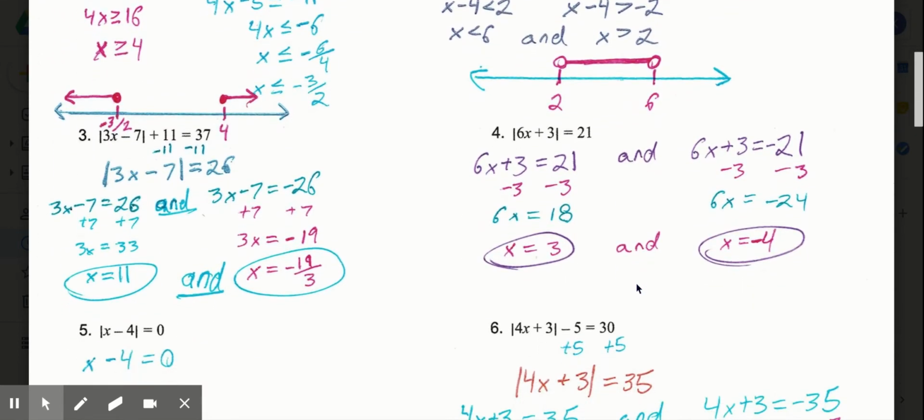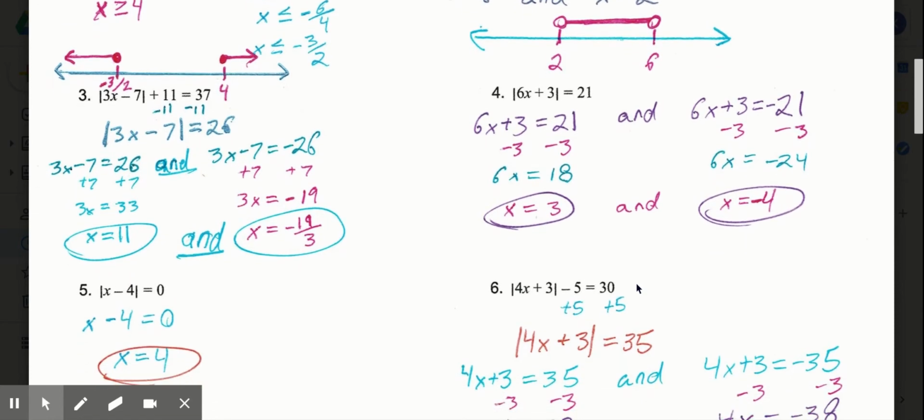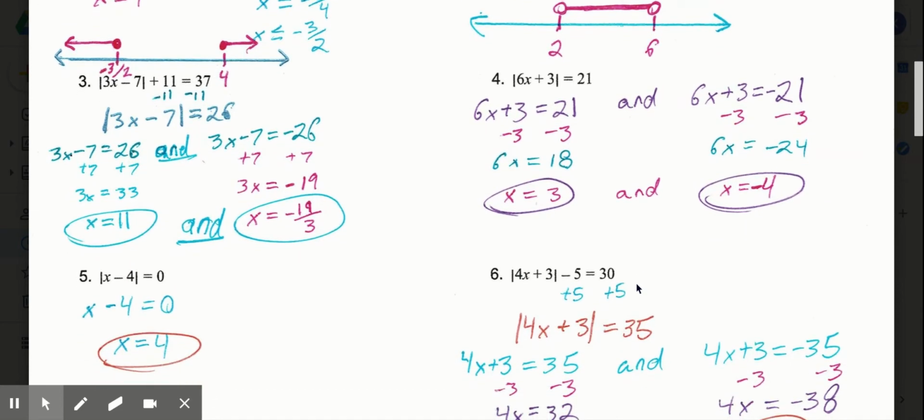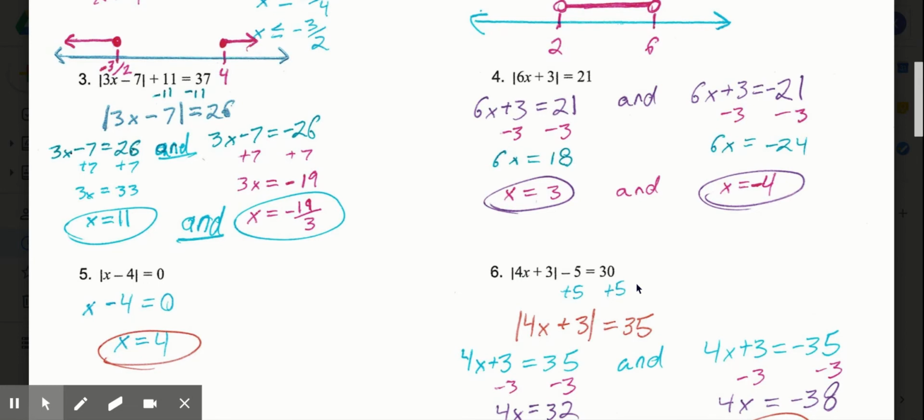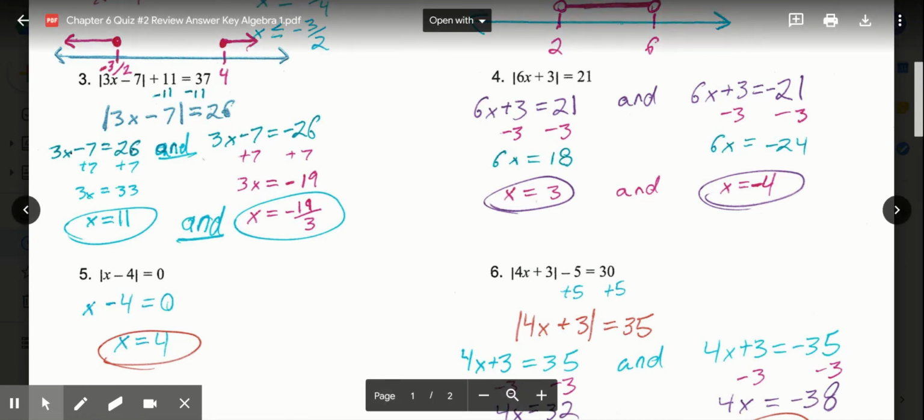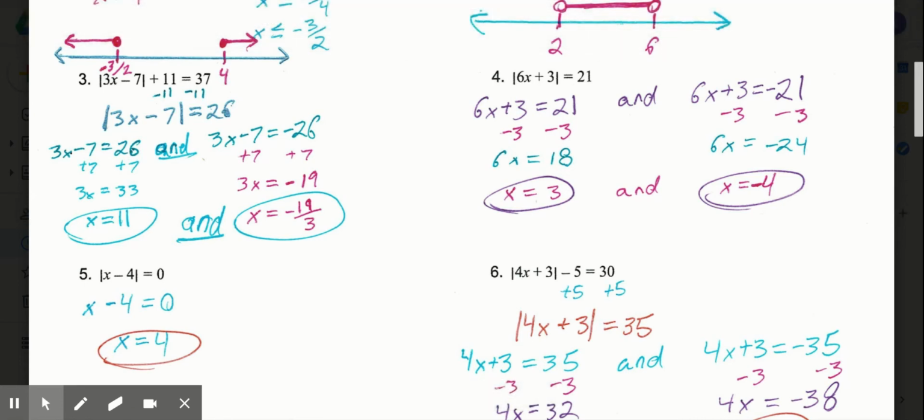Our next couple examples are absolute value equations. So in this case, what we wanted to keep in mind is, again, to get our absolute value alone first. So in number 3, we had to subtract 11 from each side. Then we have the absolute value of 3x minus 7 equals 26. That is what we will use to solve.